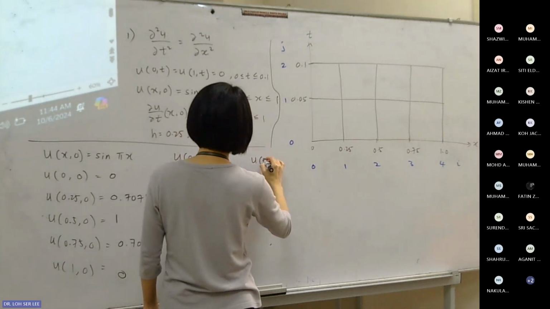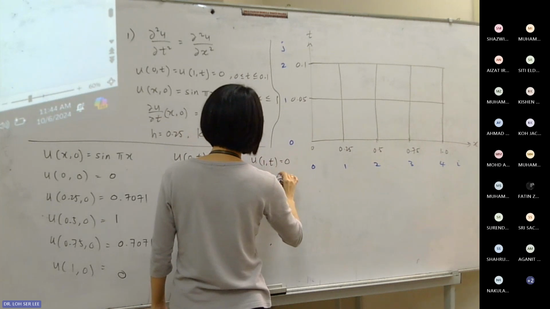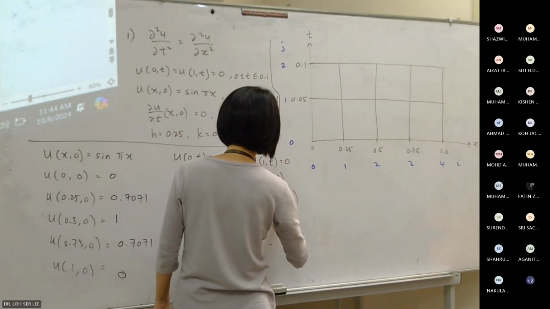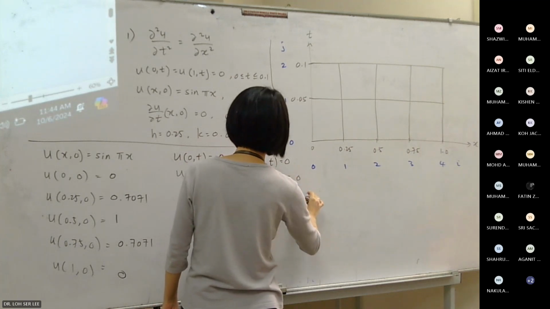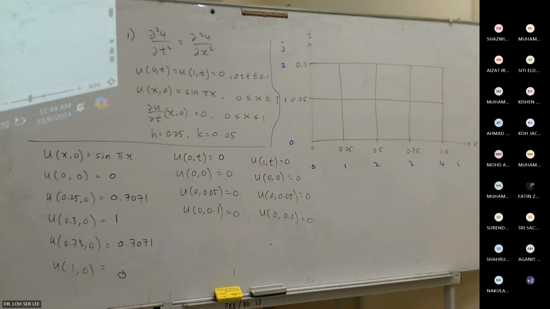And the second boundary condition on 1t. This is also the same. Then you substitute all the points into the equation.